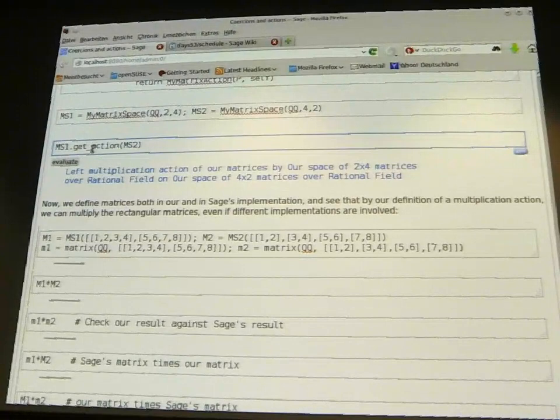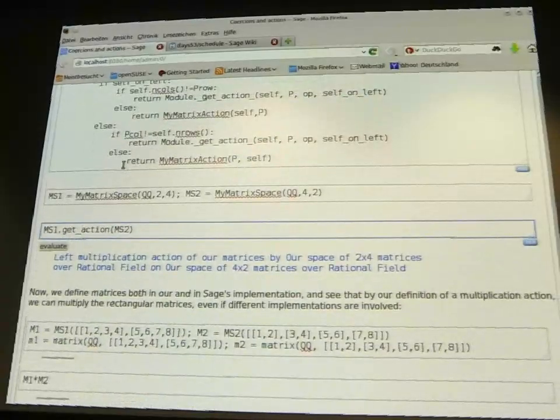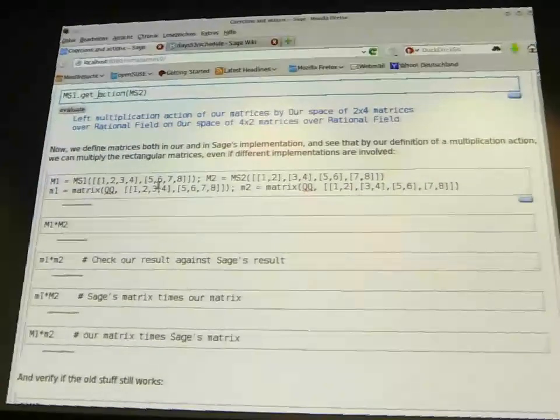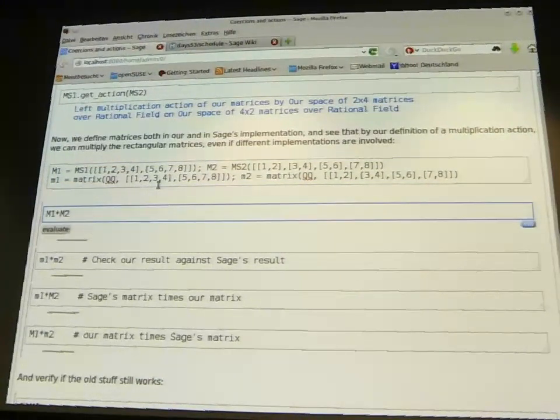Some notion about caching. This get action method would always return a new instance of this matrix action. It is not needed to cache it here, because the coercion framework of Sage would cache it for you. So no need to do it explicitly. So there's this left multiplication action. And in fact, it is able to interrelate our matrix implementation with Sage's matrix implementation.